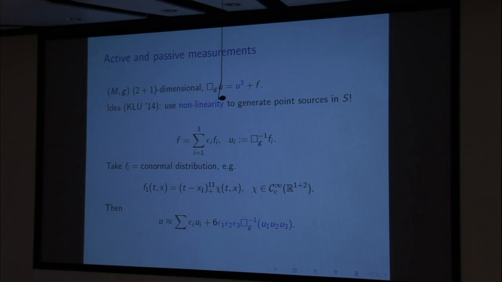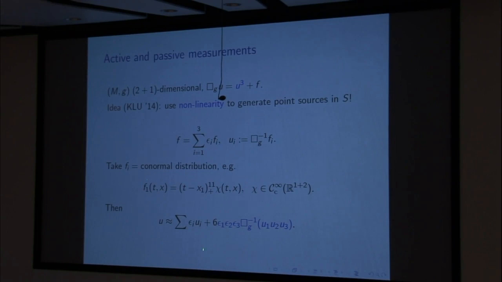So the idea was that you take as your sources a linear combination with your favorite small coefficients epsilon i of certain model sources f_i, which are designed to actually produce nonlinear waves which propagate like a plane wave, like a wave front. Okay, so you take a normal distribution. Here is a silly example. At t equals x1, this is this outgoing sheet, you have the singularity propagating.